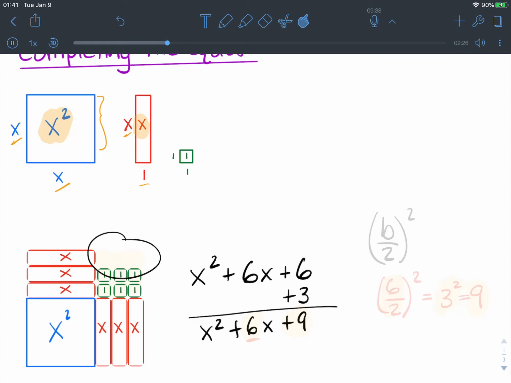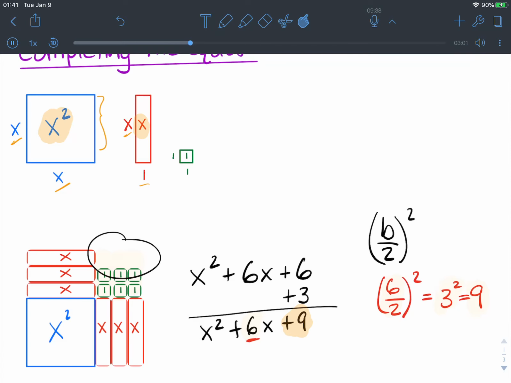So how do we know to get the number 9? Where does that come from? And a quick way to figure that out is we can take b, we can divide it by 2, and then we can square it. So in this case, if you look at the red rectangles, we had 6 x's. So in this case, and we also have it over here as well, we know b is 6. And what's 6 divided by 2? The answer is 3.